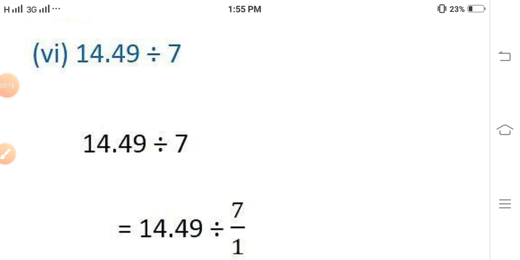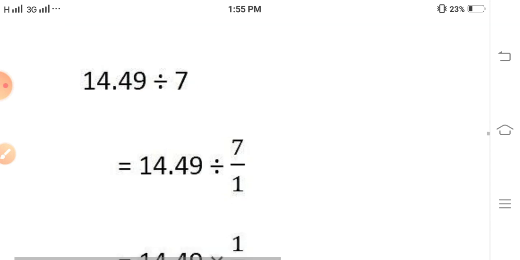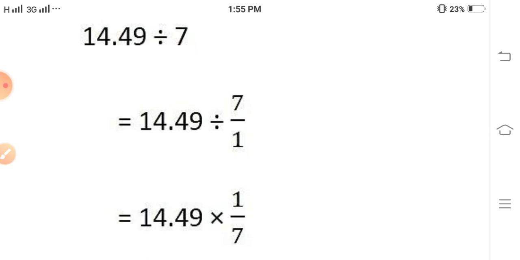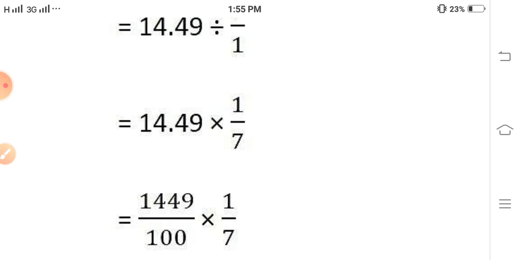Next, students, 14.49 divided by 7. Now again we will do the same process. We can write 7 as 7 upon 1. Now we will take the reciprocal of the second term and division will change to multiplication. So it becomes 14.49 multiplied by 1 upon 7. Now we will remove the decimal point. After the decimal point there are two digits, so we will place 100 in the denominator.